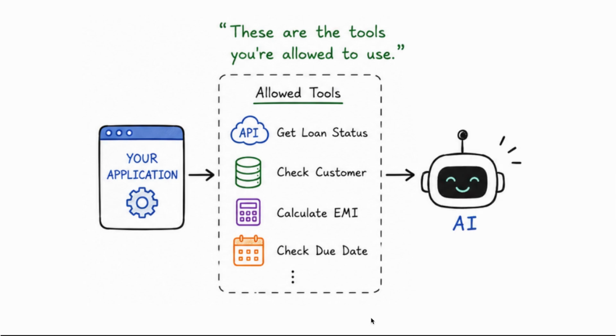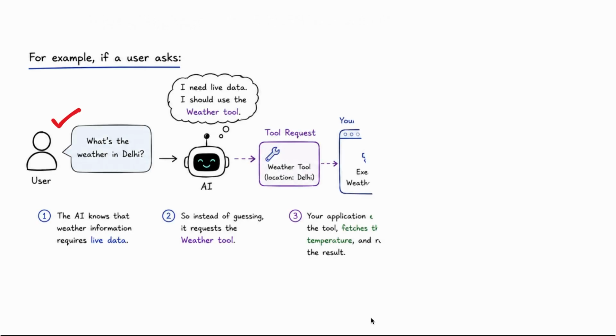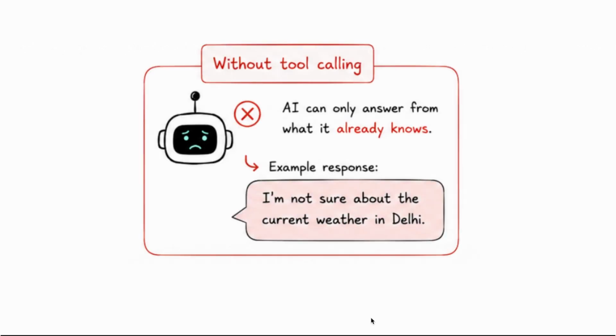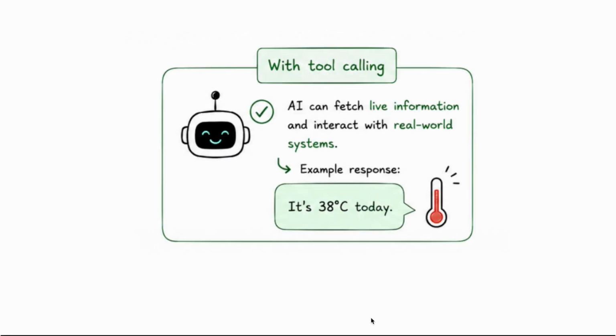For example, if a user asks, what's the weather in Delhi? The AI knows that weather information requires live data. So instead of guessing, it requests the weather tool. Your application executes the tool, fetches the latest information, latest temperature, and returns the result. The AI then responds, it is 38 degrees centigrade today. Without tool calling, AI can only answer from what it already knows. With tool calling, AI can fetch live information and interact with real world systems.